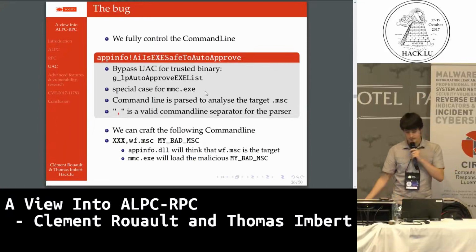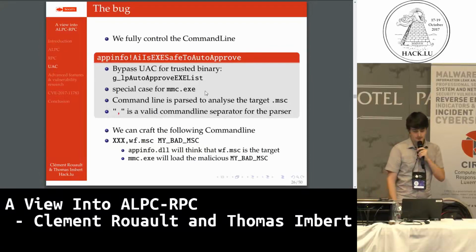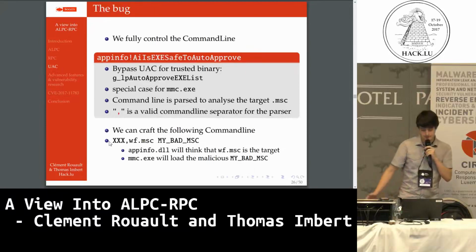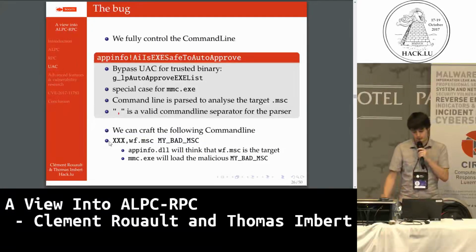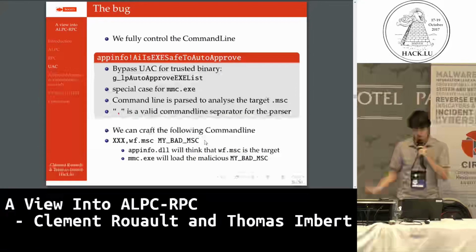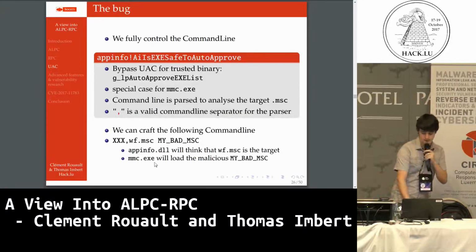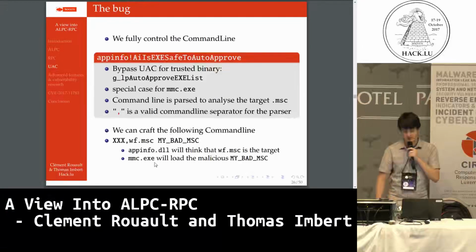In the command line parser that analyzes the command line of mmc.exe, the comma is treated as a valid command line separator. So as we can fully control the command line, we can craft the following command line: xxx,wf.msc, which is the Windows Firewall MSC file, which is whitelisted and will bypass the UAC, space mybad.msc. The Appinfo RPC service will think that wf.msc is the target, so it's whitelisted and will not pop the UAC, but mmc.exe will load the malicious mybad.msc.